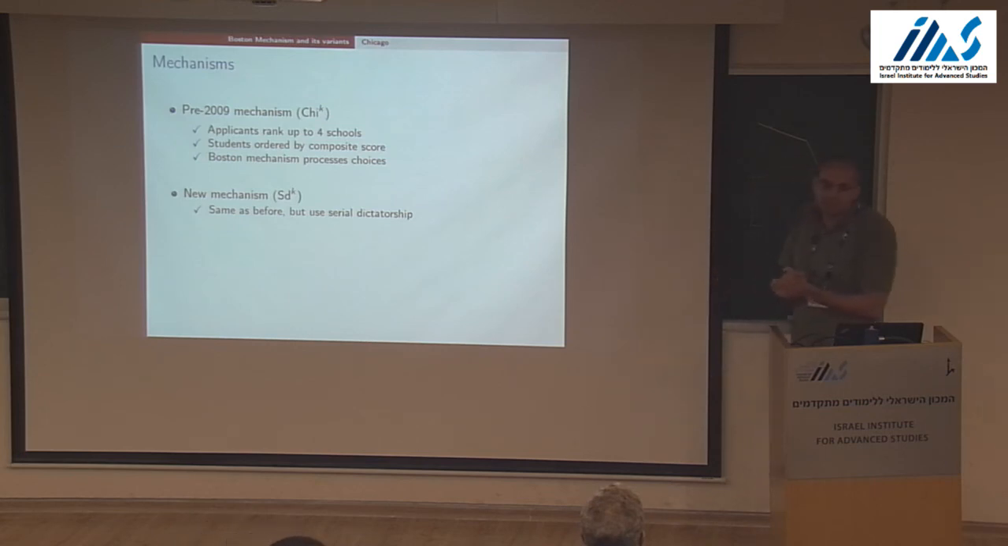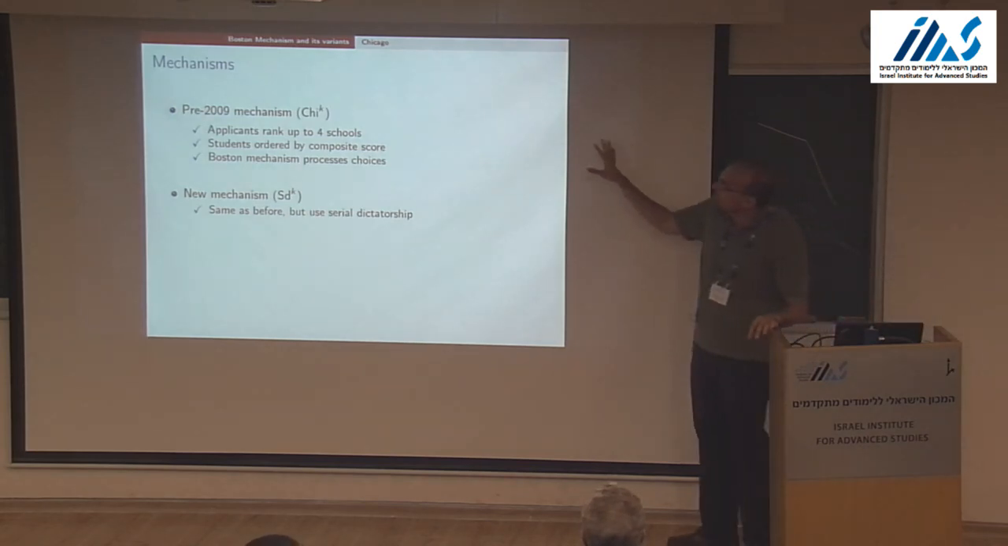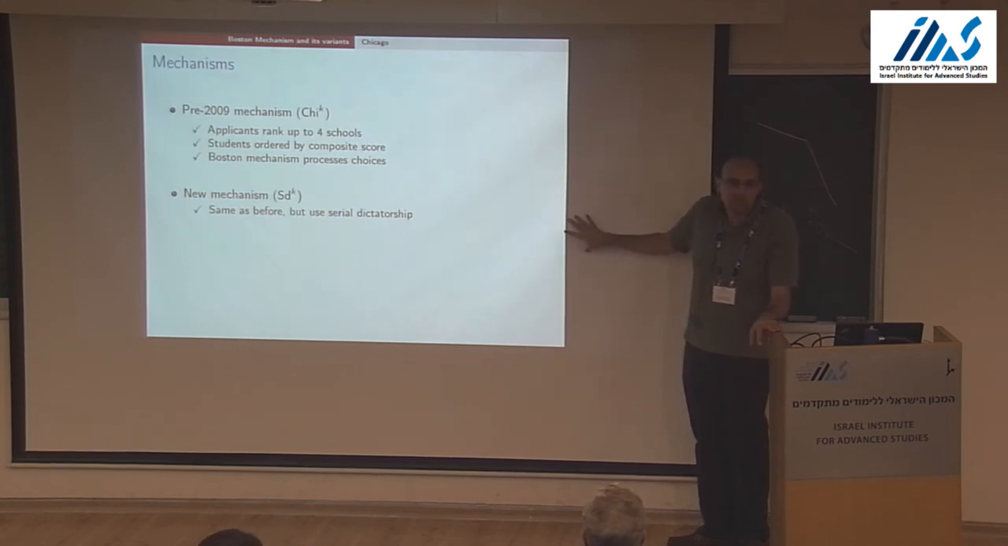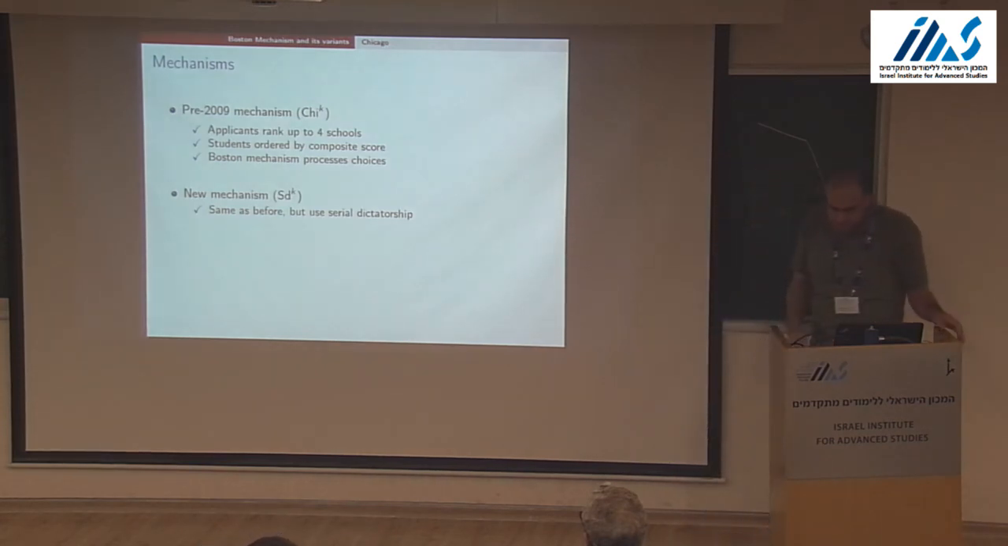What's kind of unusual about the Chicago experience is, in the old mechanism, you were allowed to rank up to 4 schools out of 8 in that first year. And they continued to do that restriction in the new mechanism. This is unusual because I said a serial dictatorship has these very nice properties. When you restrict the number of schools you can rank, all those properties go away. So what's the rationale for doing that?